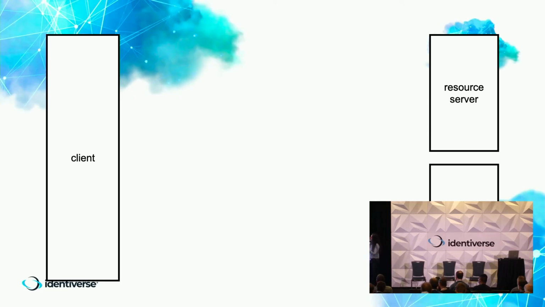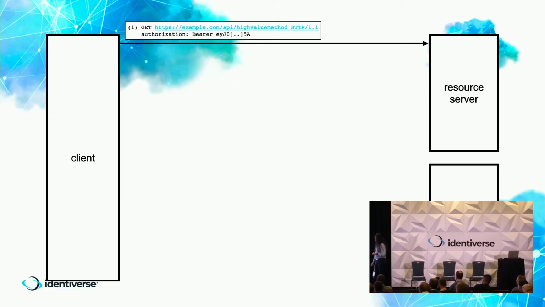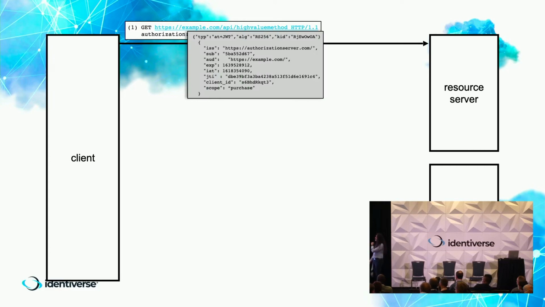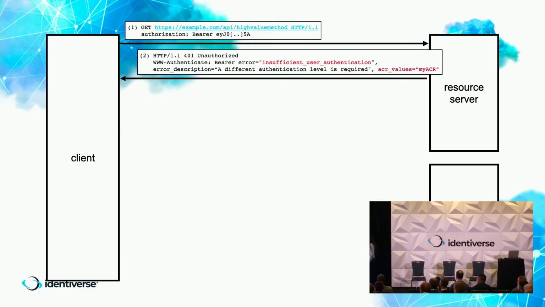Okay, so here, let's do the dance. The dance starts with, I try to do a high-value method. And here, let's say that I have a JWT, which doesn't specify any particular ACR. And let's say that my resource server says, well, sorry, in order to do this high-value thing, you have to do authentication based on my ACR. This thing is really hot. I think it's bad for my hair.